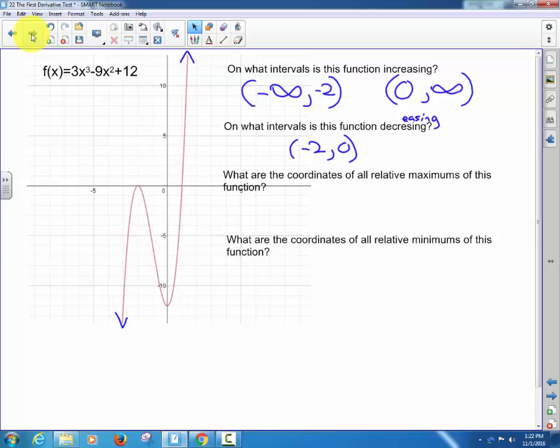Before we answer this question, tell me something special about these 2 points that I just circled. The derivative is 0 at both of those places. f prime is 0. So these are called critical points. Critical points at these 2 circles right here. Do you see a relationship between critical points and increasing and decreasing?